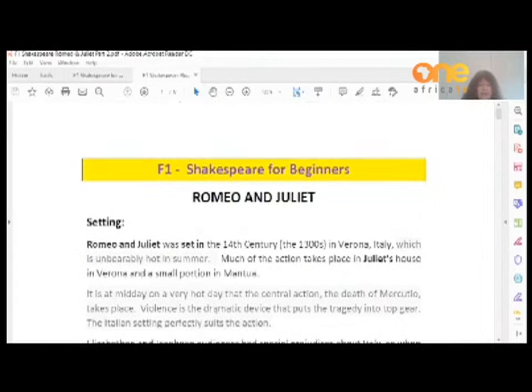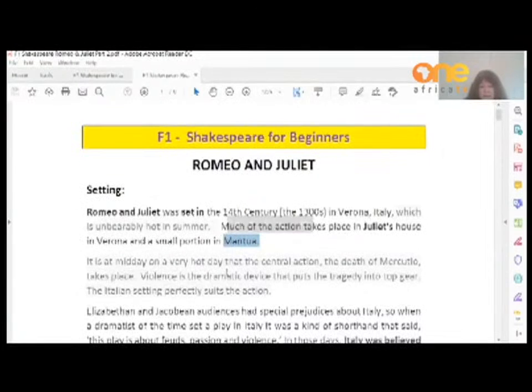If you look at the setting for Romeo and Juliet, it's set in the 14th century, okay, which is the 1300s in Verona, Italy, which is very, very hot in summer, okay, a bit like Namibia, Joburg, etc. Much of the action takes place in Juliet's house and in another little place called Mantua.